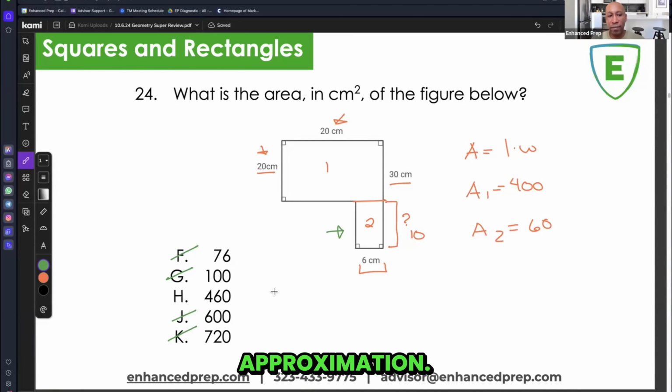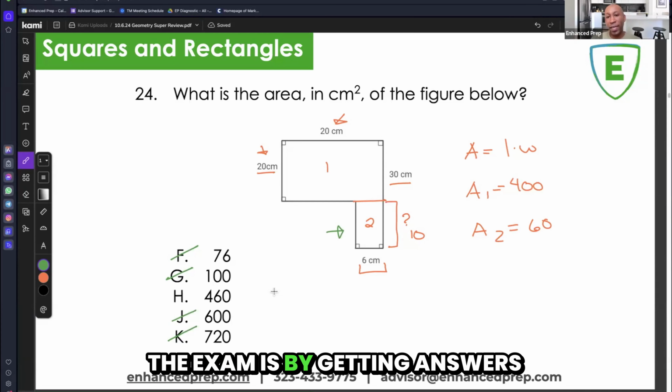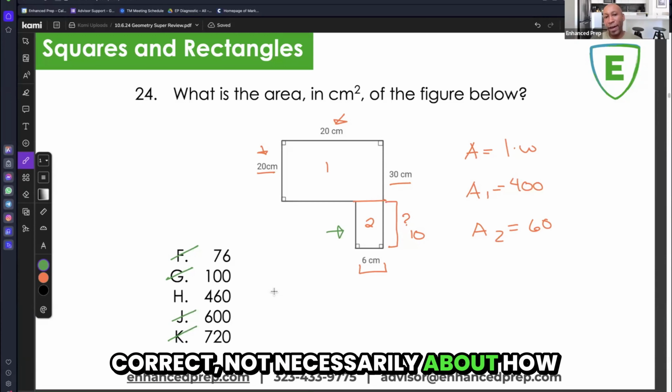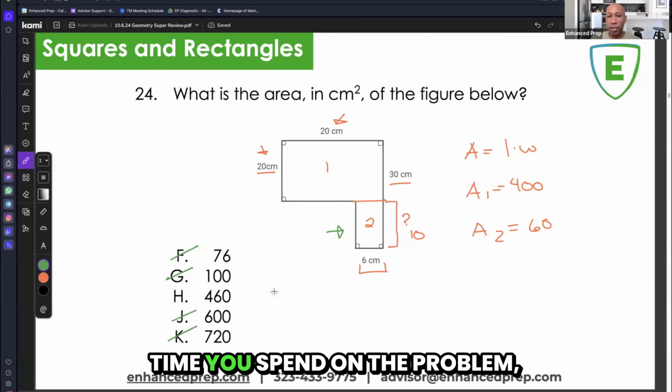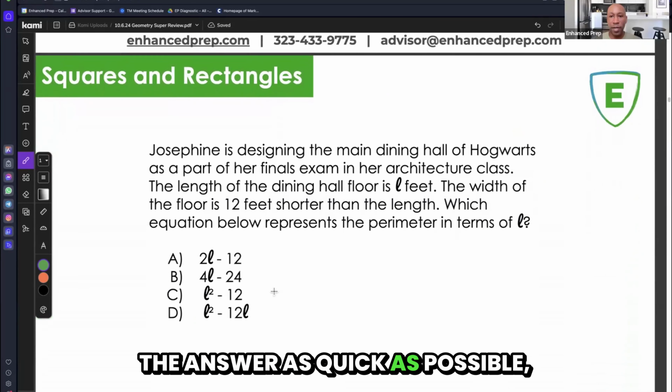Remember that the way you're going to get points on the exam is by getting answers correct, not necessarily about how you solve the problem or how much time you spend on the problem. So our big thing is, how can we get to the answer as quick as possible, okay?